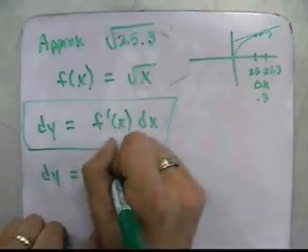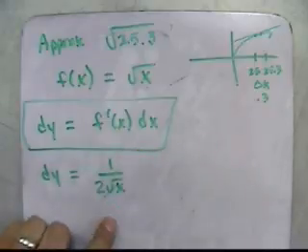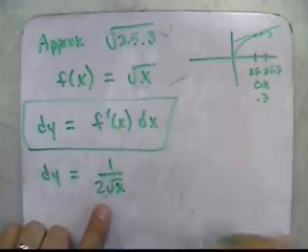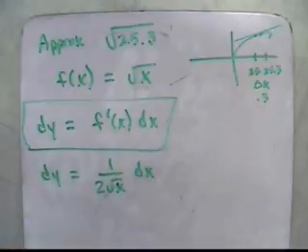1 over 2 square root of x. Yep, 1 over 2 square root of x. Good. 1 over 2 square root of x, multiplied by dx. Are we kind of okay with that?